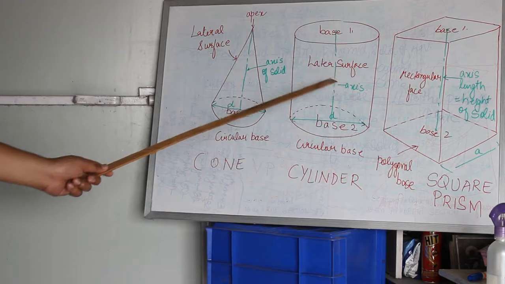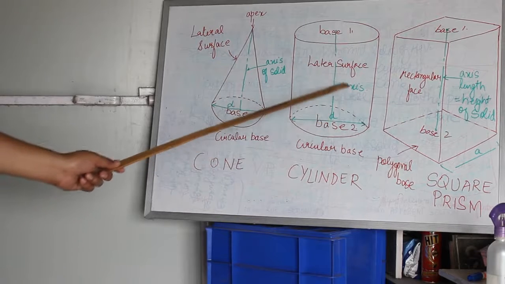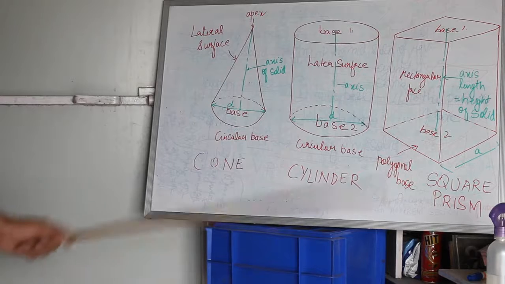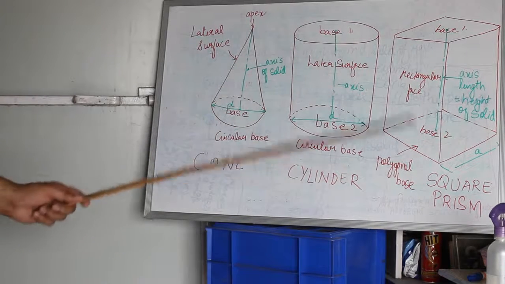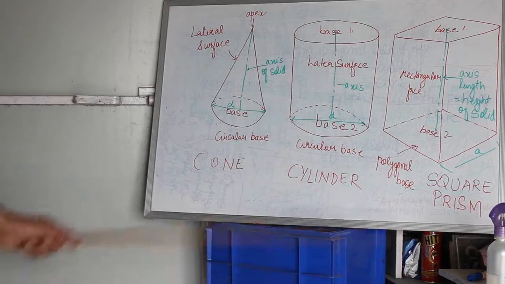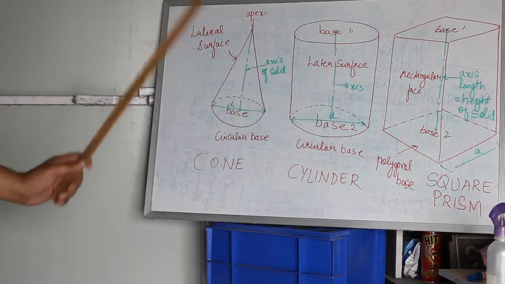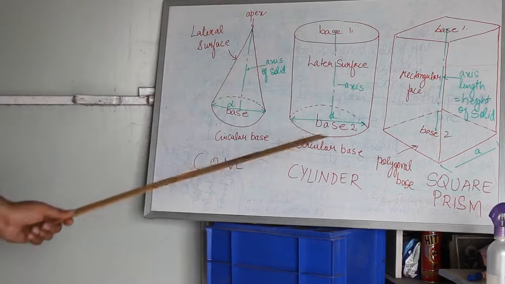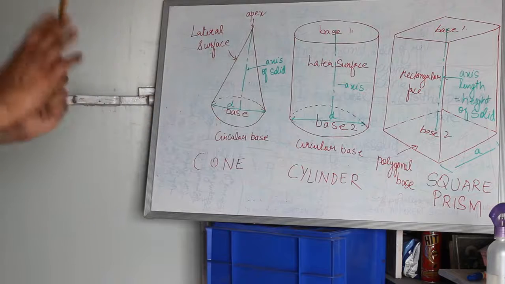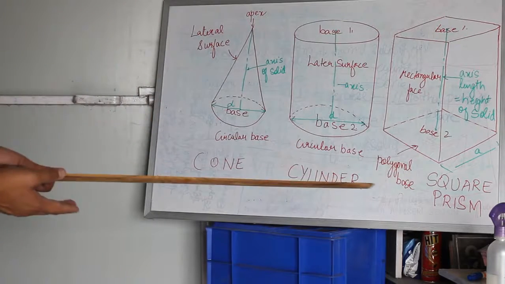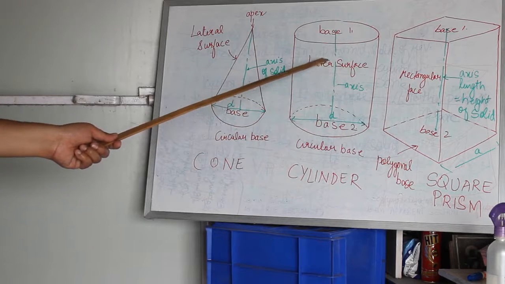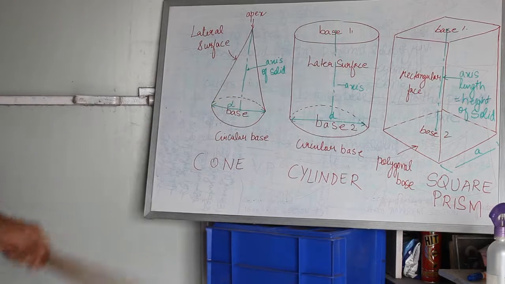All the lengths, all the units taken in the projection of any solid or any object, are taken in millimeters. And the free surface of the cylinder, the smooth part of the cylinder, is the lateral surface of the cylinder.